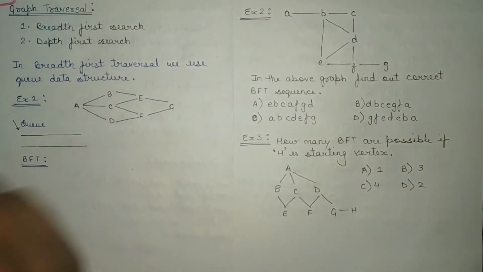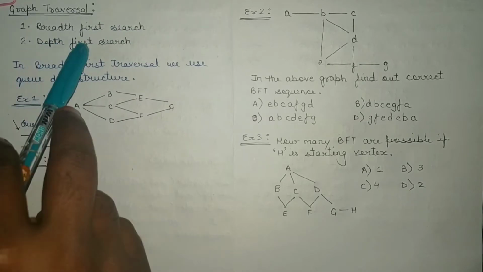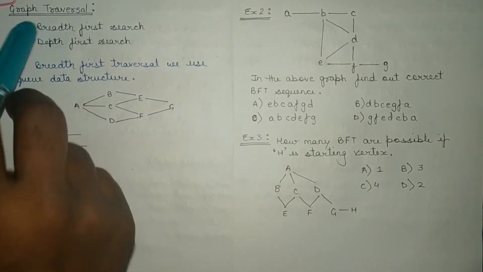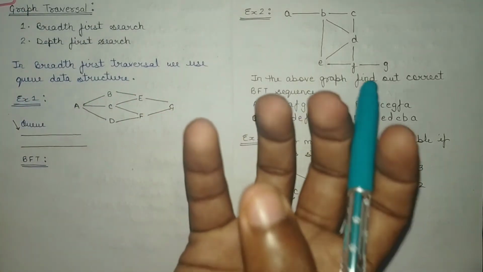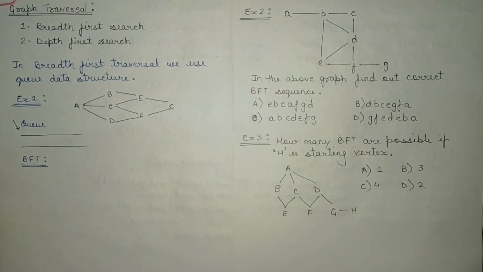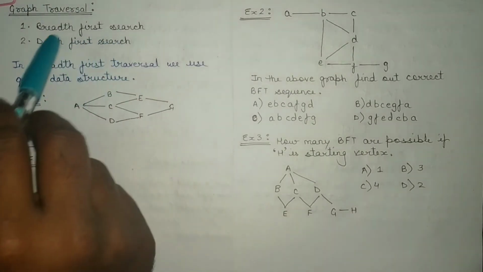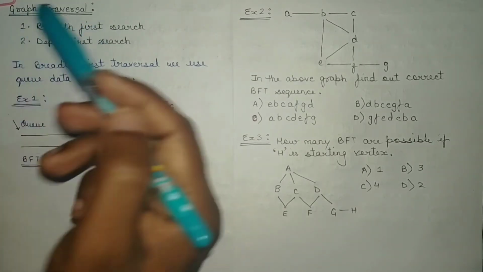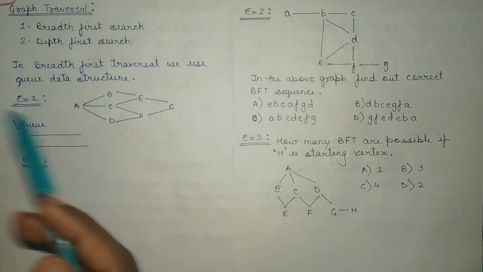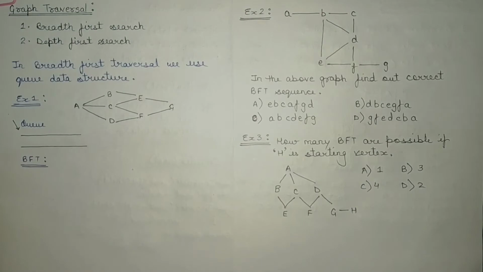So graph traversal, there are two kinds of graph traversals we have. One is based on breadth first search, another one is based on depth first search. As the name suggests, breadth first search means you will be finding the adjacent values, and after traversing the adjacent values you will be moving on to the next value, while depth first search tells you that first you have to explore the depth, then you will backtrack and come to the previous node, then again find out the next depth, and so on. So in this video I'll be discussing breadth first search only.